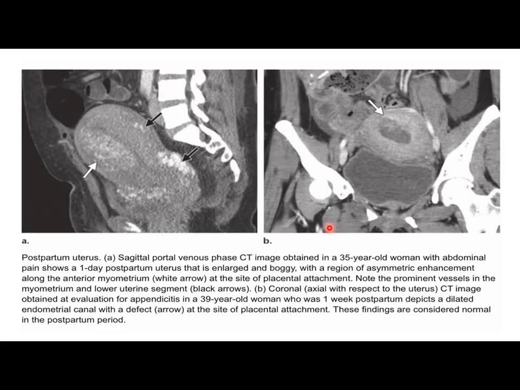This is a sagittal section of contrast enhanced CT, showing an enlarged uterus with asymmetrical contrast enhancement of the anterior wall, which indicates the site of placentation. It is normal and should not be considered a complication or abnormality. Also, there is a small defect in the upper uterine fundus, which indicates the site of placentation. So, gas in the uterus, in the absence of signs and symptoms of disease, is normal up to 3 weeks. Okay? Good.